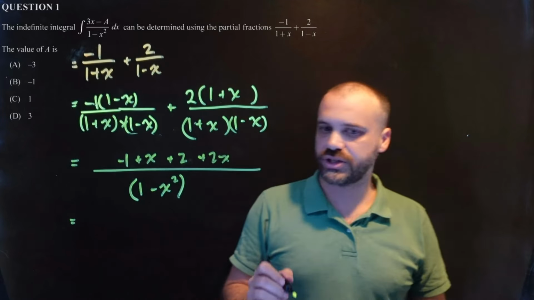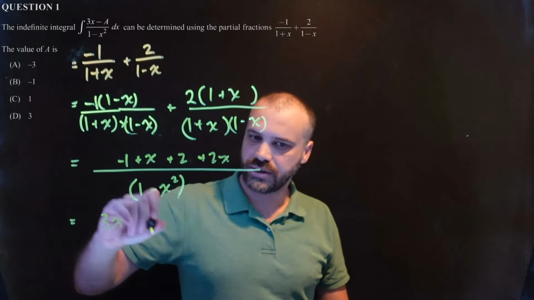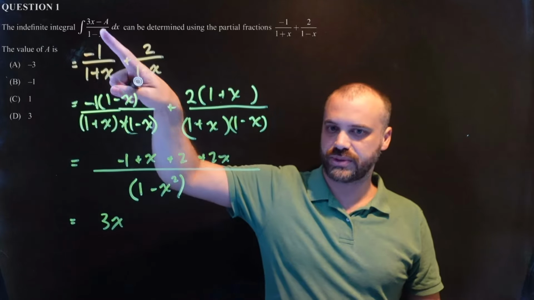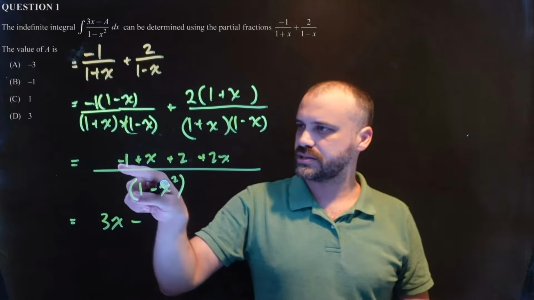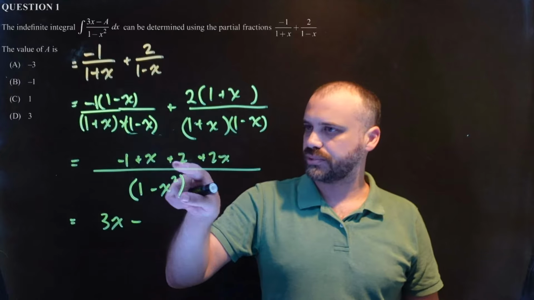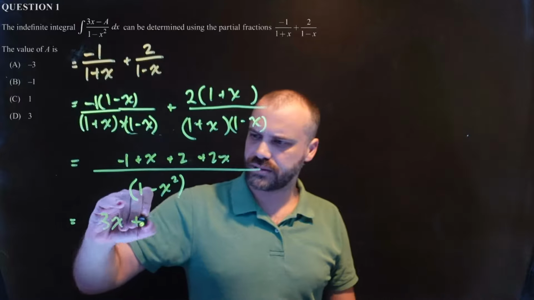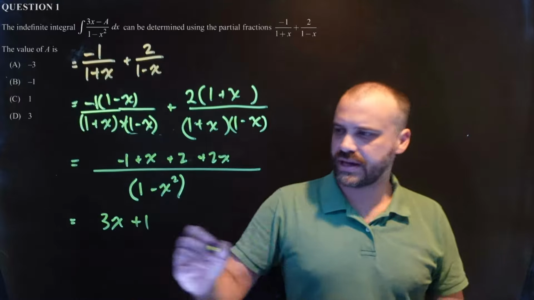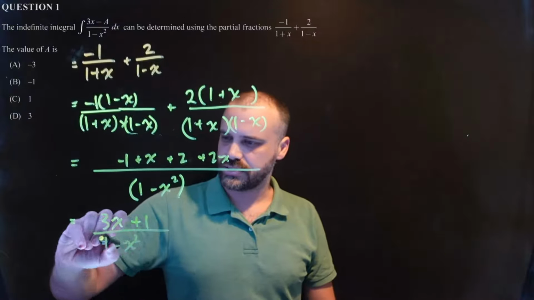All right, finishing this off, we have x and 2x, which is 3x. Not surprising, because we have a 3x up here. And then it says minus, and then minus 1 plus 2. Okay, minus 1 plus 2, that's positive 1, right? Okay, that's interesting. 1 minus x squared.